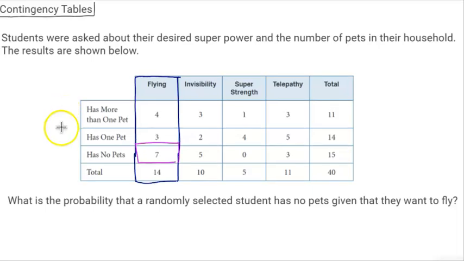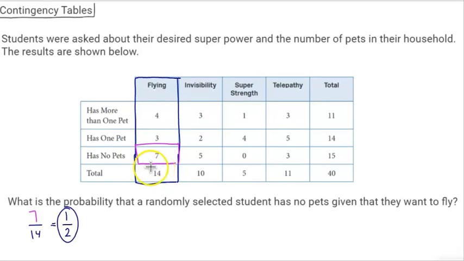So for the purposes of this problem, the 7 students in this box right here are the only ones that we are concerned with. So when we set up our probability, we will take the 7 from this box right here, use the 14 as our sample space, and then reduce the fraction to get 1/2.